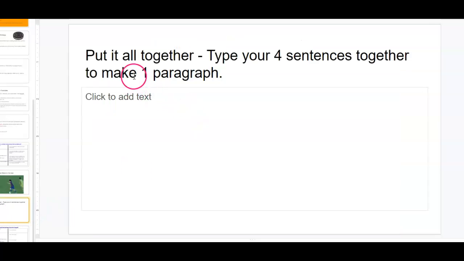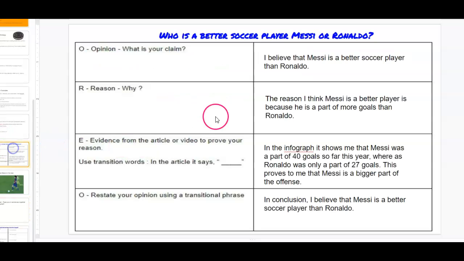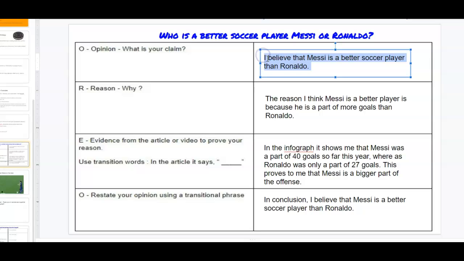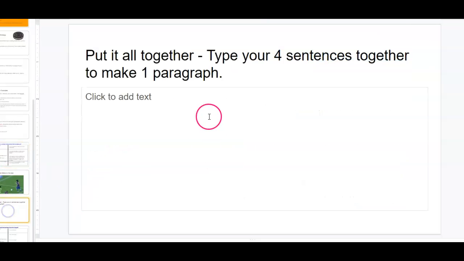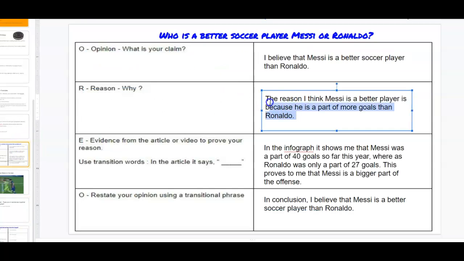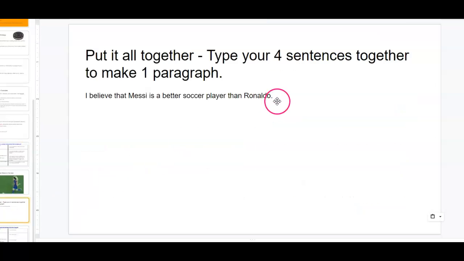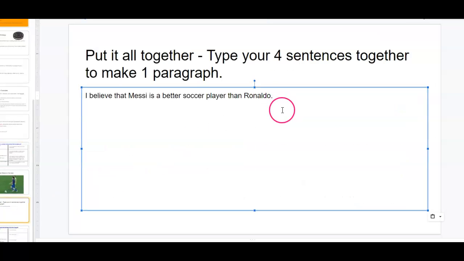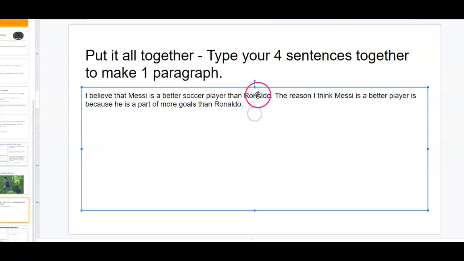All right, so now we're going to put it all together. Type your four sentences together to make your paragraph. My first sentence was, I believe that Messi is a better soccer player than Ronaldo. So I'm going to copy this and paste it into my text. Then I'm going to do my next sentence. I'm going to copy this. I'm basically just taking this and putting it into paragraph form now, right? Notice I'm clicking in this box two times, and I see this little dash before I actually paste it in.